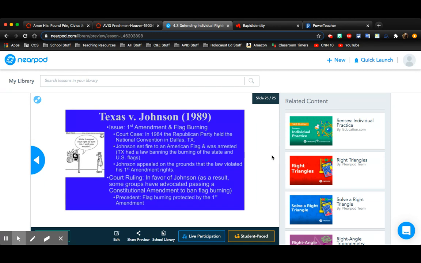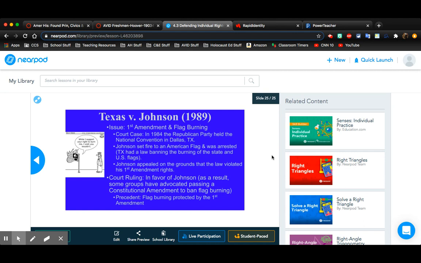All right, and lastly, Texas v. Johnson. This is in 1989. This is dealing with freedom of speech and the First Amendment. In 1984, President Ronald Reagan was running for re-election, and the Republican National Convention was being held in Dallas, Texas. There was a group of protesters there protesting the president and his actions on certain things.